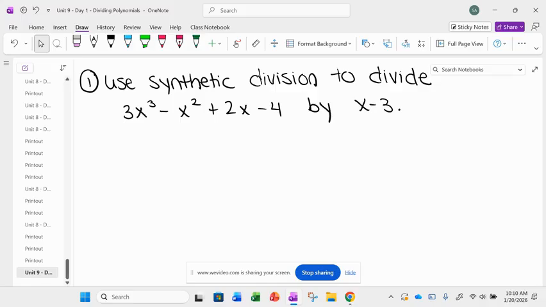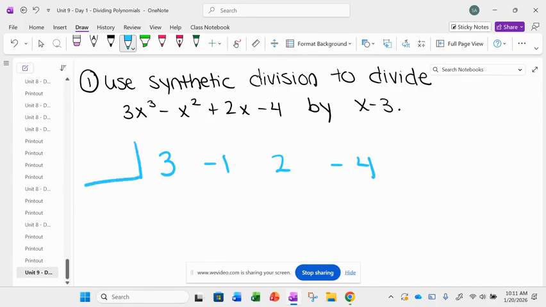We're in good shape here. Now I just want to make sure that they're both in descending order. Is that okay also? Is every exponent accounted for? Yes. Now what you're going to do is write out your coefficients of your dividend: 3, -1, 2, and -4.